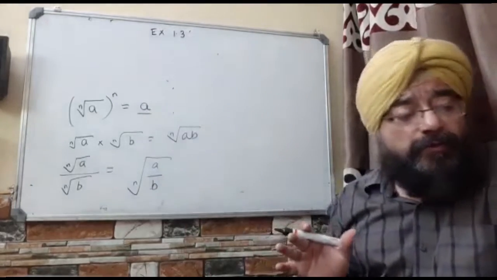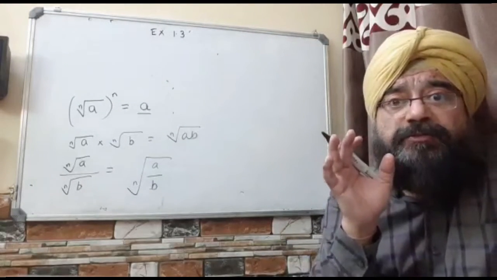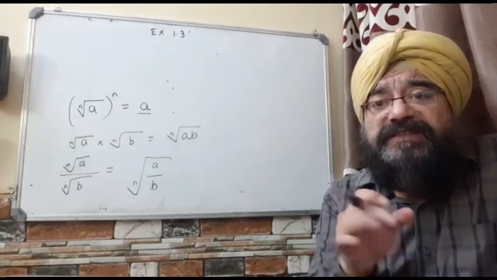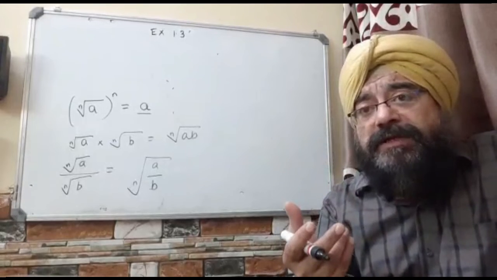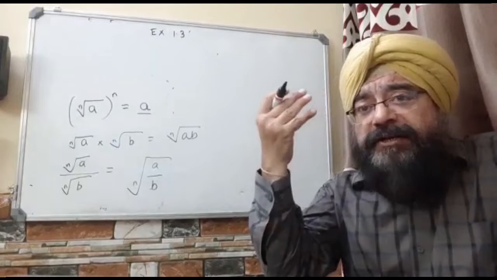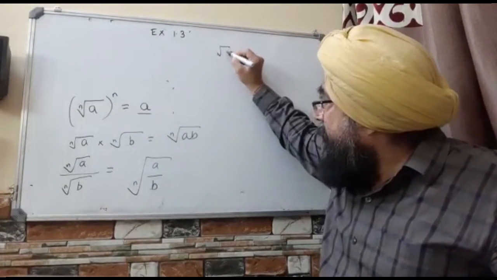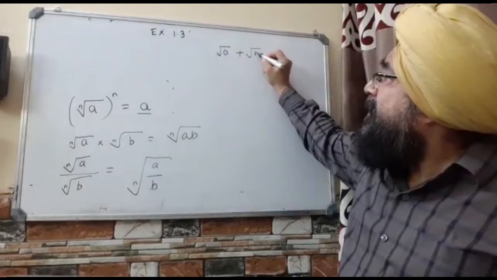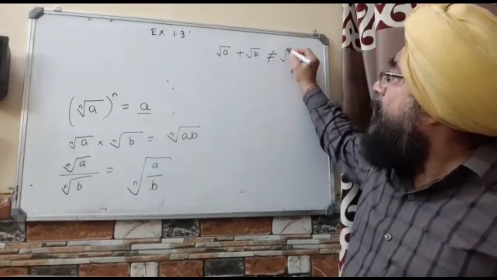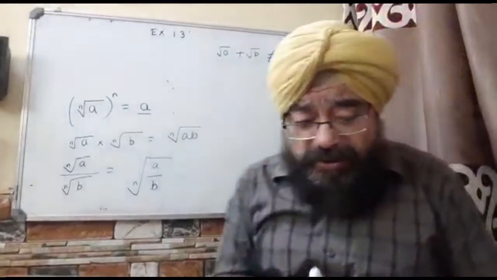We went on to remove some of our misconceptions about the surd yesterday. Why am I repeating this? So that once and for all you clear it in your mind. What you need to clear is that root A plus root B is never equal to root of A plus B. See, I have written it is not equal to.